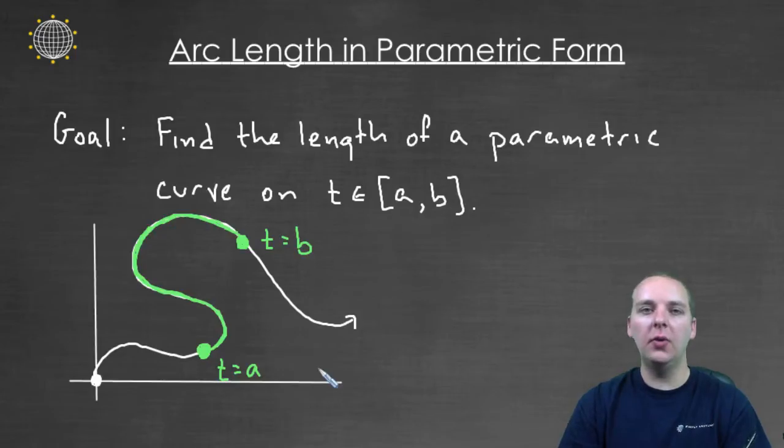Our goal for this video is to find the length of a parametric curve as t ranges over an interval from A to B. Just an example of where you might want to do this is possibly if the parametric equations are modeling the position of an object as it moves over time, and you want to find the total distance traveled by that object along a certain path.